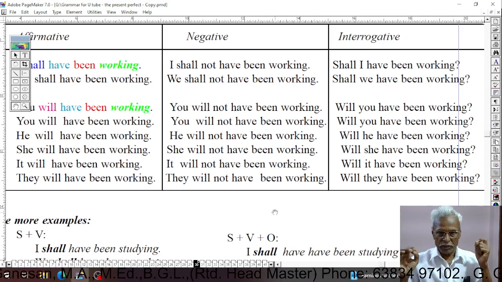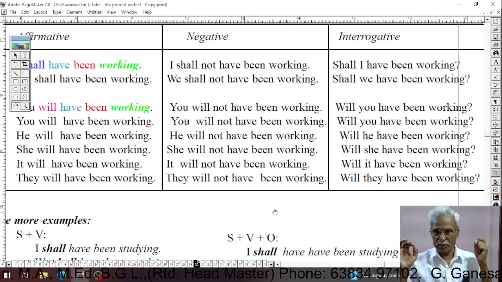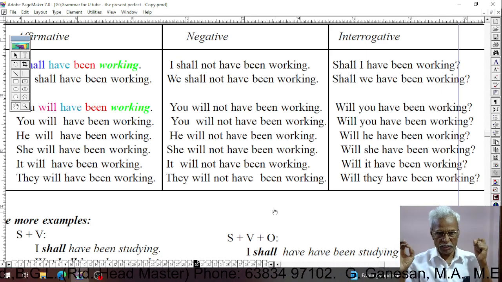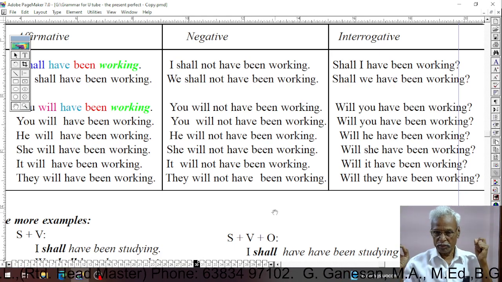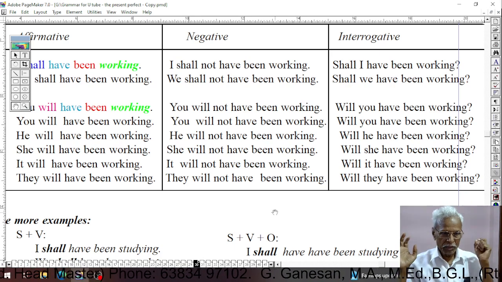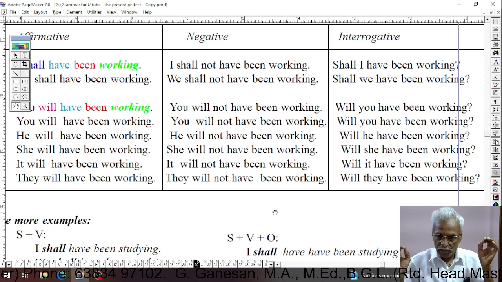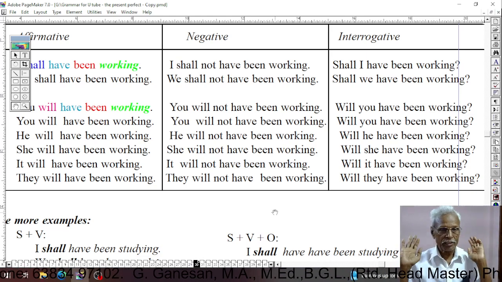She will have been working. She will not have been working. Will she have been working? It will have been working. It will not have been working. Will it have been working? They will have been working. They will not have been working. Will they have been working?